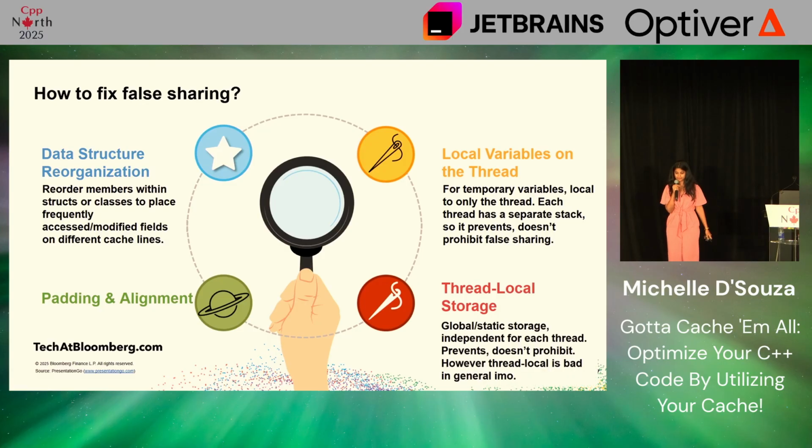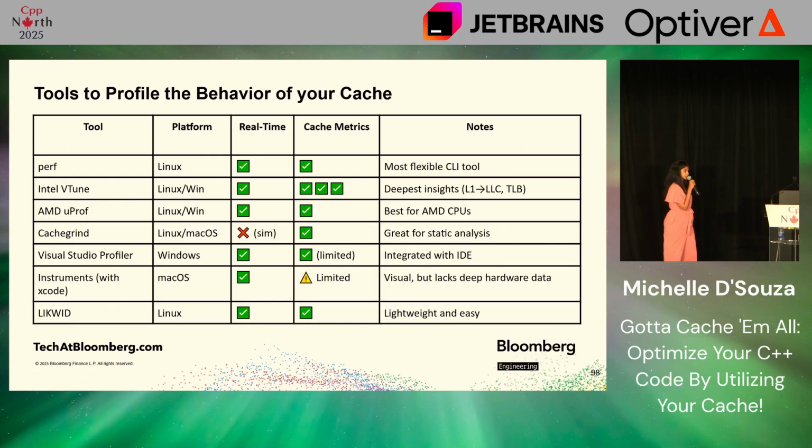So yeah. Did you say local variables or thread local? Thread local. Well, the same thing applies. Thread local storage is very similar to local variables on the thread, except the storage duration is longer, so you can have global or static storage. Again, this doesn't prevent false sharing. And there are several tools you can use to profile the behavior of your cache. They're over here, and I won't go through them.